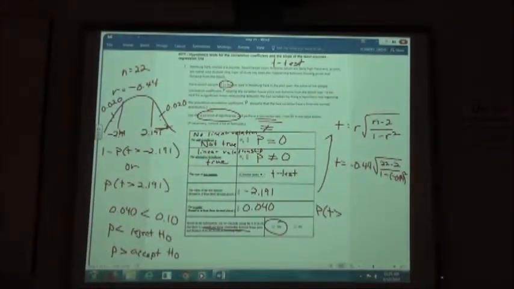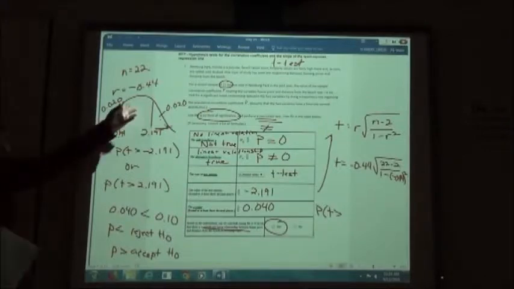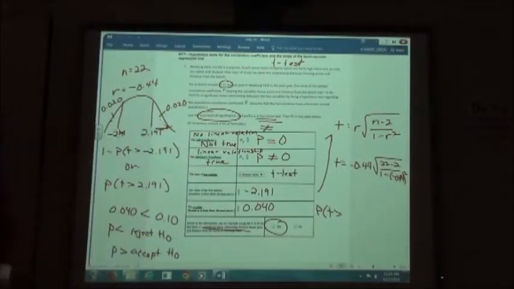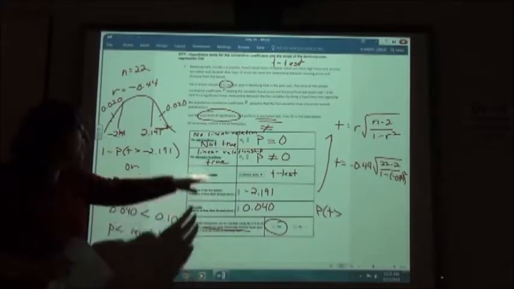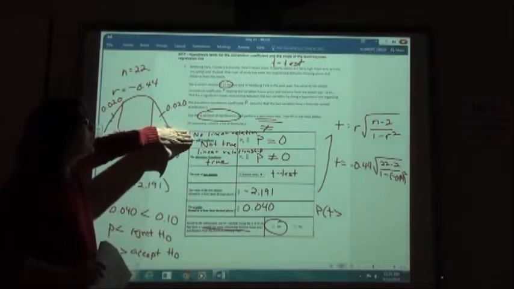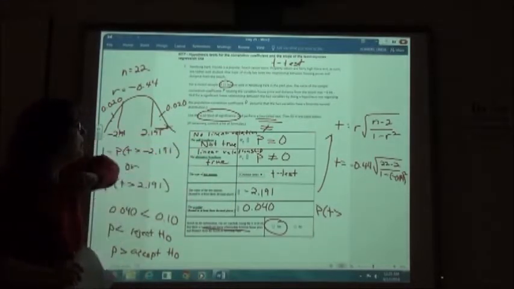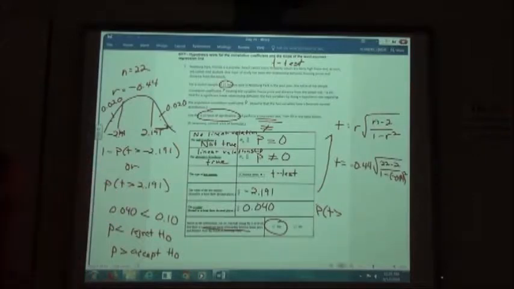So this is a little easier to think about than when we had to test all those numbers and had greater thans and less thans. If the null is true, there's no linear relationship, and if the alternative is true, then there is a linear relationship.